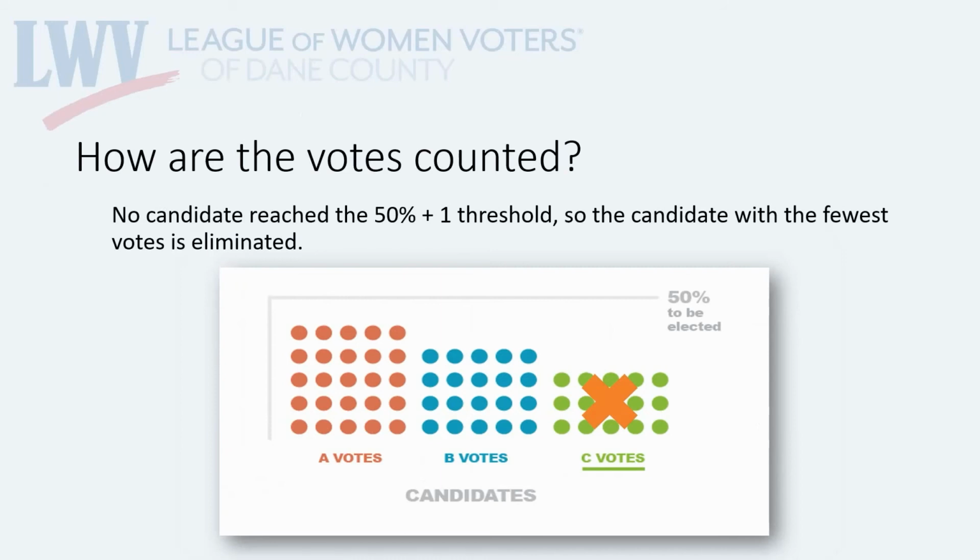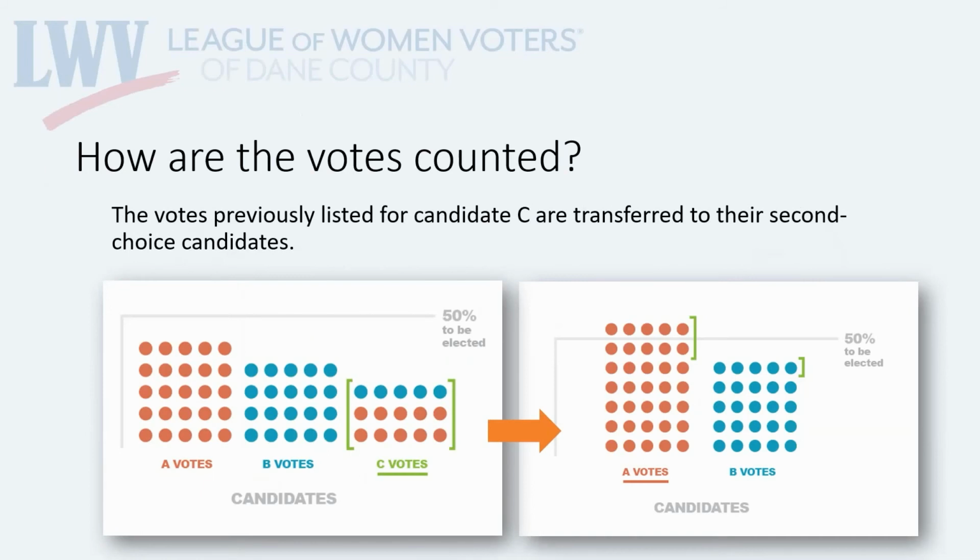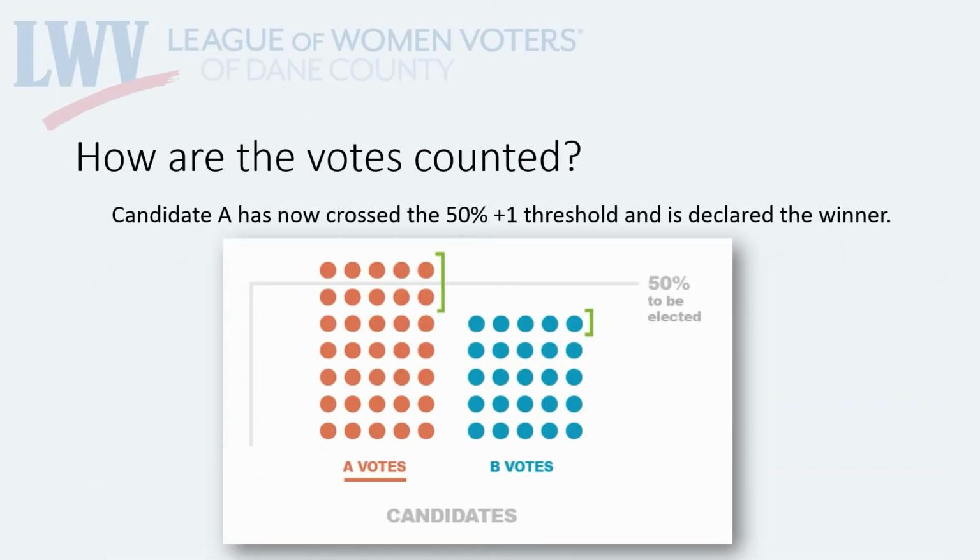The second choice votes must now be revealed for the ballots that were previously assigned to the now eliminated candidate. Here we can see that 5 of the voters that had chosen candidate C as their first choice voted for candidate B as their second choice, and 10 of the voters had chosen candidate A as their second choice. Those ballots are transferred to their second choice candidate. And now candidate A has the 50% threshold and has won the election.